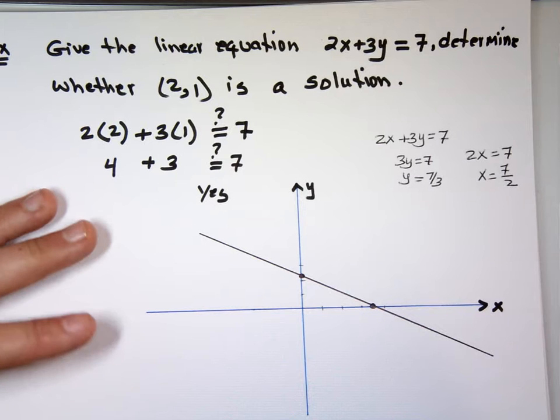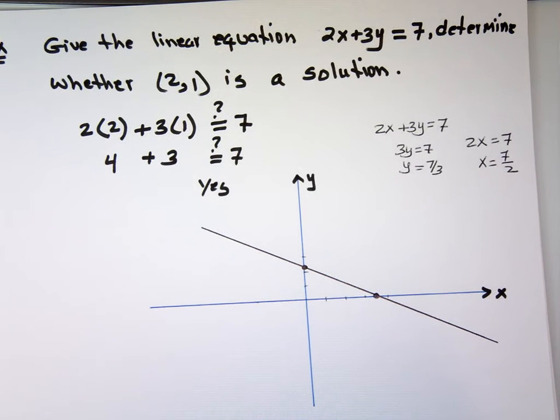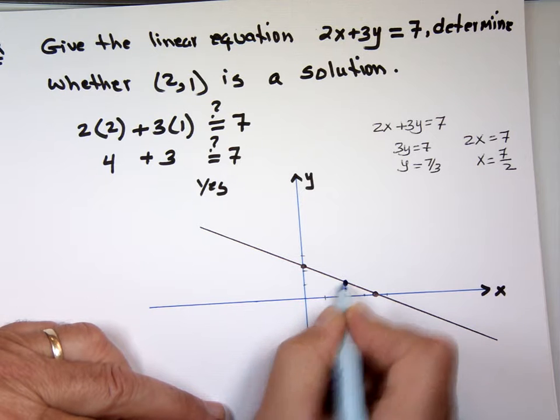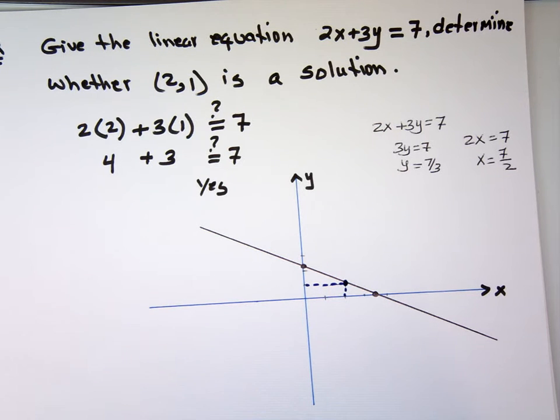So the question we asked is, is the point 2 comma 1 on the graph? There's the 2 comma 1. Is it on the line? You can see from that picture, yes it is. That's why it's a solution. So 2 comma 1 is a solution to that problem.